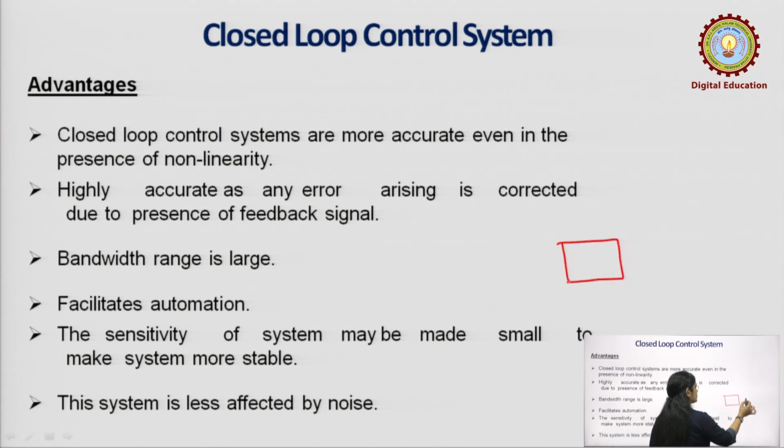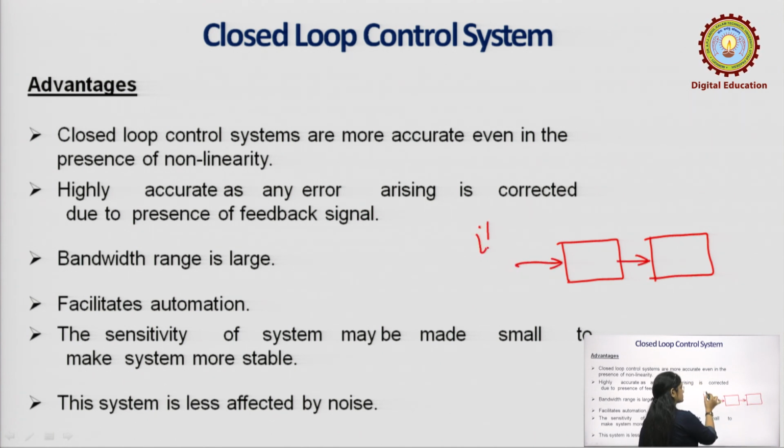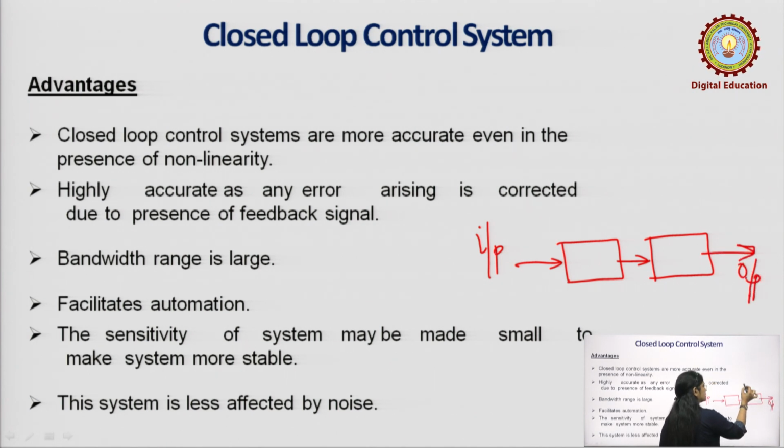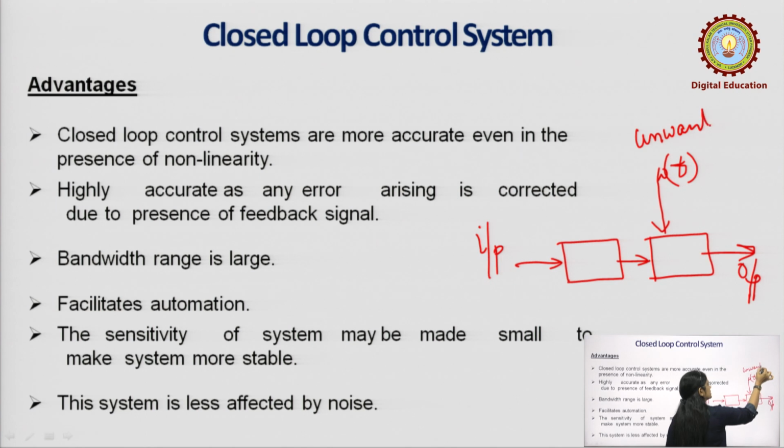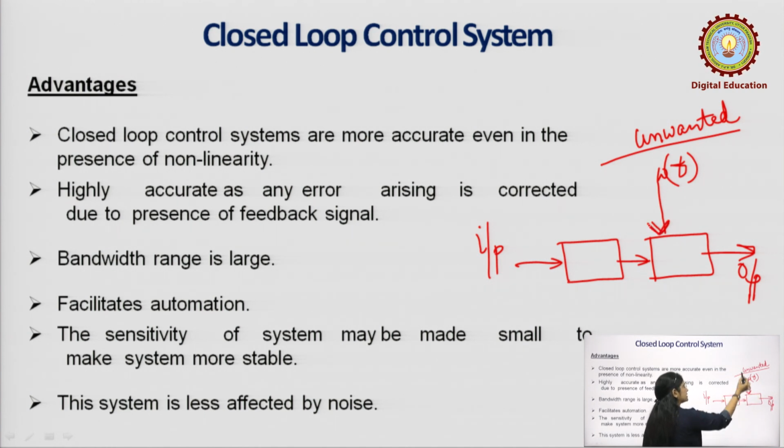Now, in case of an open loop system, if this is our input and this is our output, and there is an unwanted signal, that is W of t, a noise, entering into the system, then the output is affected by this as well as the input in case of an open loop system. But in case of a closed loop system, what happens?